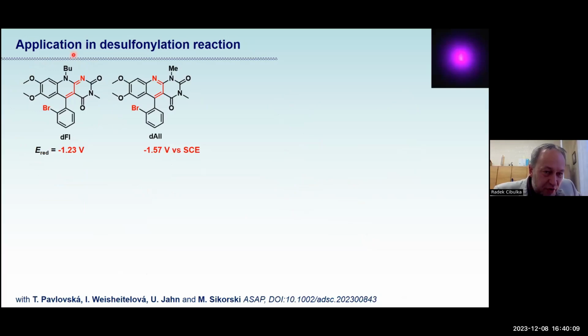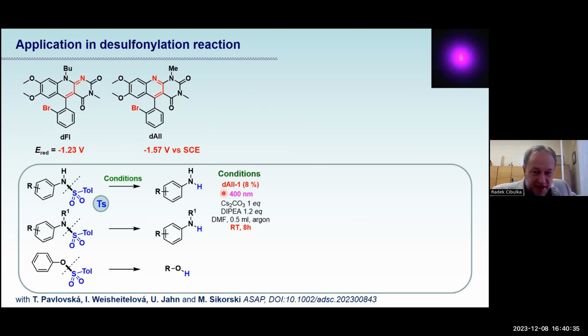This is which you already know, but we thought that maybe we can go from this deazaflavin to deazaalloxazine, which is an even much stronger reducing agent even in ground state. And we really found that this compound is an extremely strong reducing agent, helpful in this chemistry. You can see we have 8% of the catalyst, 400 nanometers, basic conditions, and DIPA, which is used as a source of electrons. And you can really cleave the nitrogen-sulfur bond. It means deprotect the amine in the case of anilines, in the case of anilines with different groups, in the case of secondary or tertiary anilines, also in the case of phenols.